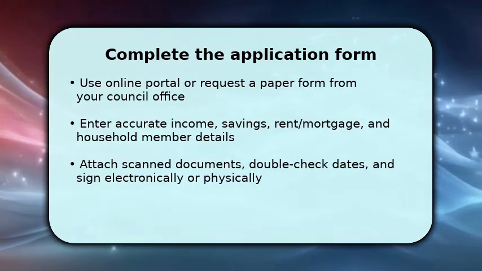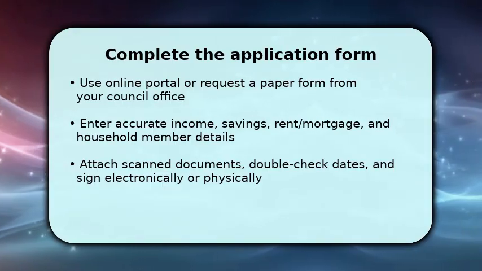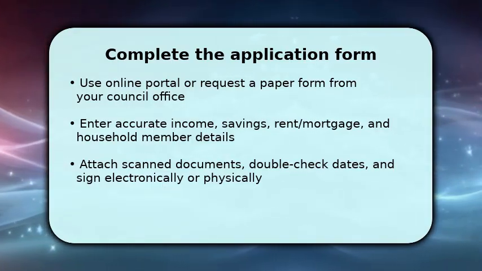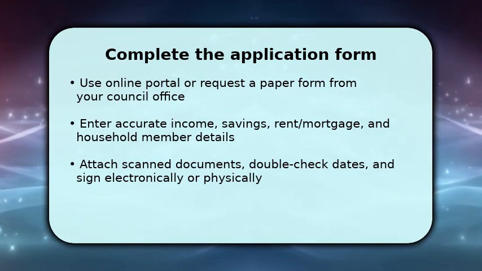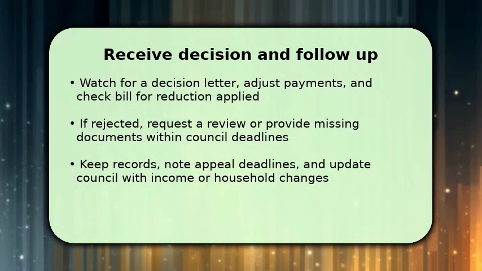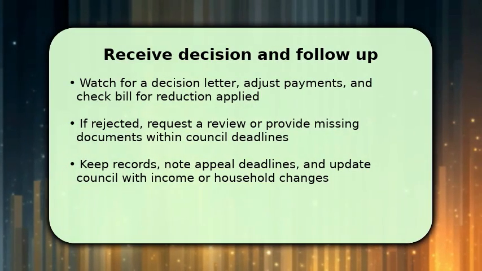Once done, review every entry, then submit. Keep a screenshot or copy of the confirmation reference so you can track progress and provide proof in any follow-up. You'll receive a decision letter or email explaining award amount and effective date. Check your council tax bill to confirm the reduction is applied.